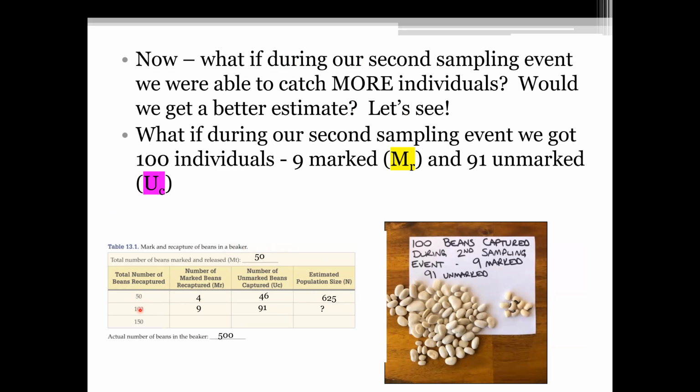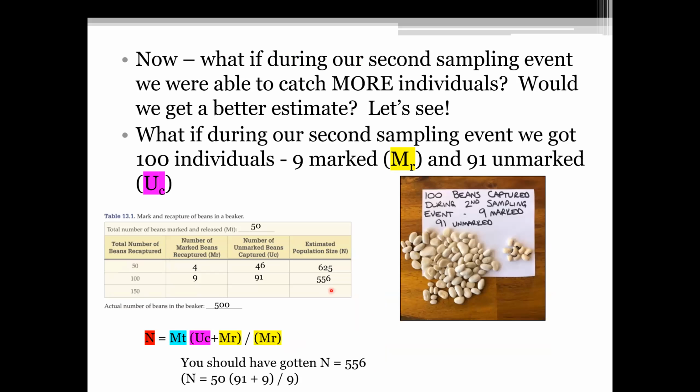So in your second sampling event, we went out and got 100 beans from that 500 bean beaker. When we did this, we saw that 9 were marked with the black Sharpie and 91 were unmarked. Now, what is our N? So our N would be 556.